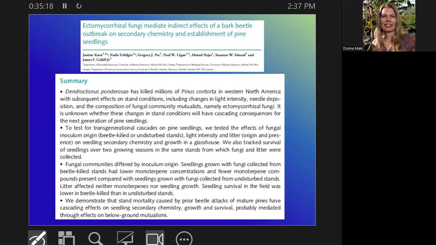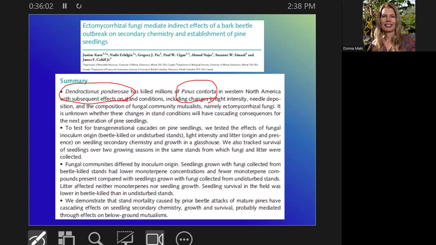So then this study, which was actually one that has Karst as the first author, Suzanne Simard's group, was looking at how the mycorrhizal fungi impact this bark beetle outbreak that was going on in the Northwest. So again, looking at bark beetle. This is the scientific name of the bark beetle. And Pinus contorta is lodgepole pine. The lodgepole pine trees are the favorite host, I guess, of the mountain pine beetle, which is the common name.